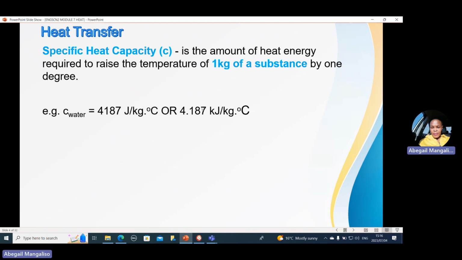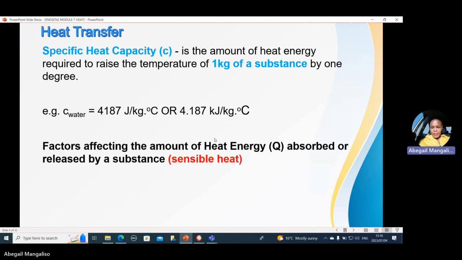For example, water requires 4,187 joules or 4.187 kilojoules in order for its temperature to increase by 1 degree. But steel still requires a certain amount of heat, which is not the same as that of water, for its temperature to increase by 1 degree. Each and every substance has its own specific capacity.